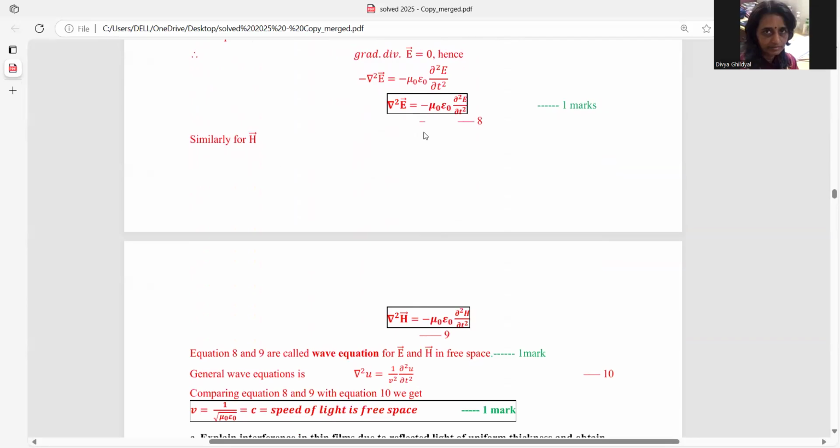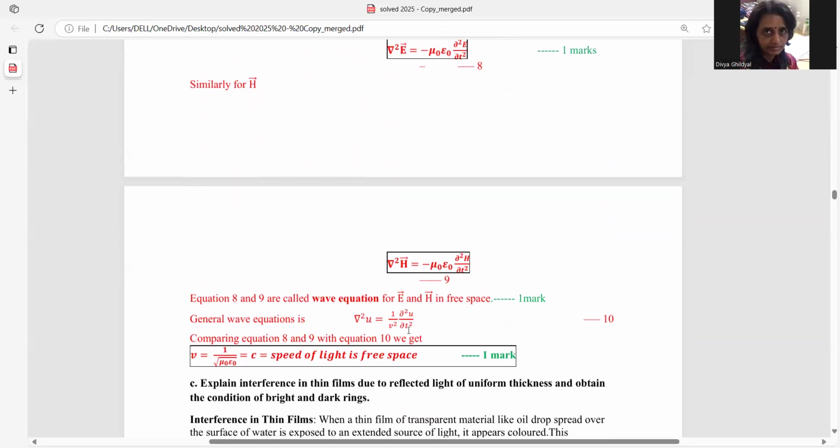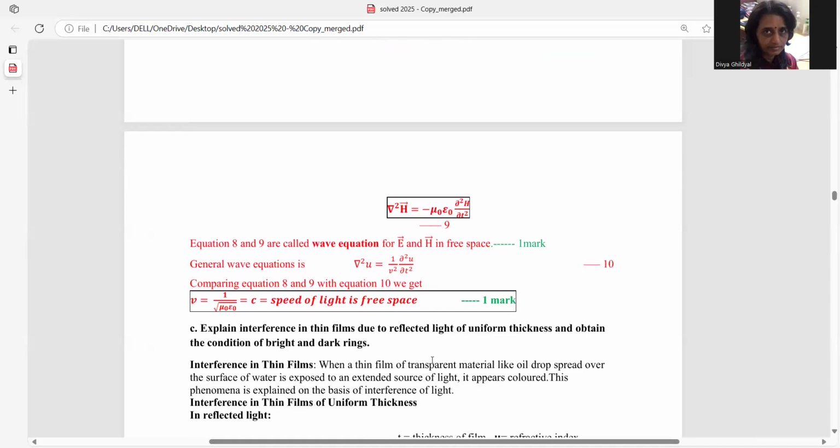And for H, see, once you do in EM wave for electric component, then do it for the magnetic component. Then last step, they are saying that show it is equal to velocity of light. So I think 5 to 5.5 there and another 1.5 mark here. Compare this equation with general wave equation and then this is equal to speed of light in free space.